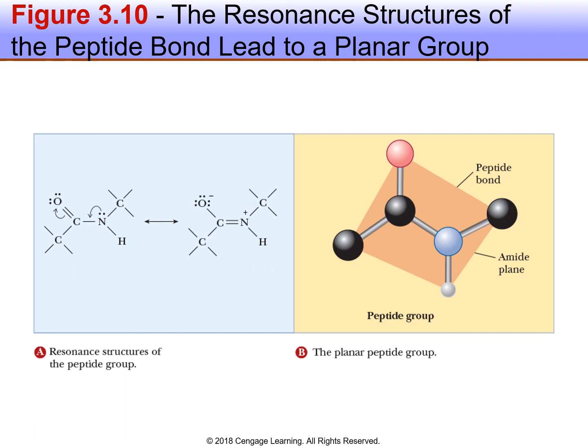So again, there is free rotation around the bonds between the alpha carbon of a given amino acid residue and the amino nitrogen and the carbonyl carbon of that residue, but there is no significant rotation about the peptide bond. Now, this stereochemical constraint plays an important role in determining how the protein backbone can fold.